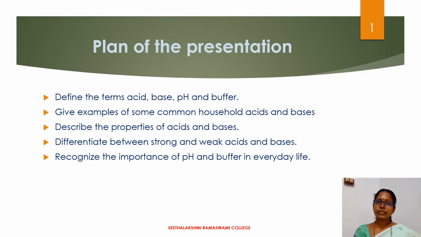We are going to see some examples of common household acids and bases. We are then going to discuss the properties of acids and bases. We will also differentiate between strong acids and weak acids. Also, we will see the differences between strong bases and weak bases. Towards the end of the presentation, we will recognize the importance of pH and buffer in everyday life.